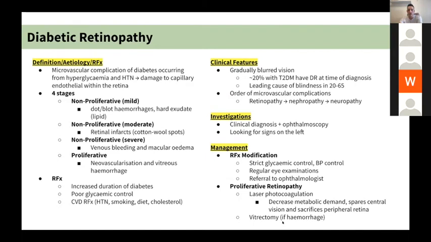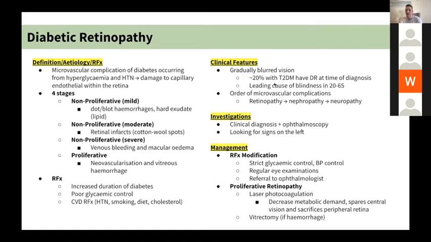Diabetic retinopathy is the other big one. It's one of the big microvascular complications of diabetes, along with nephropathy and neuropathy. It comes in 4 stages: the non-proliferative stage first, which can be mild, moderate, or severe, and then proliferative. Once it's proliferative, it's bad. In terms of risk factors, we've got increased duration of diabetes, poor control, alongside all of our other typical risk factors. I also have a slide on these, so don't worry.